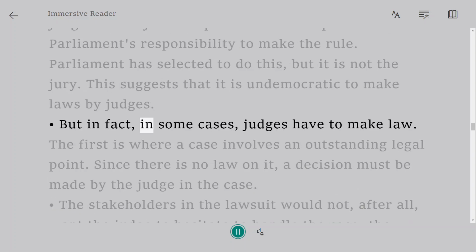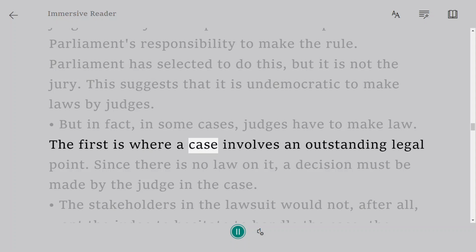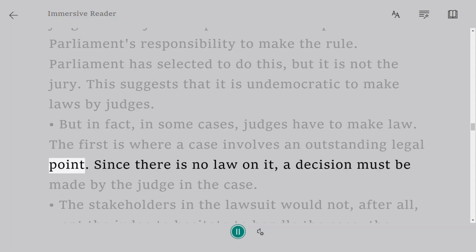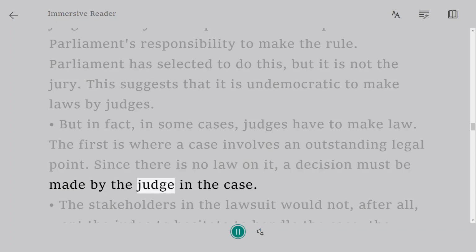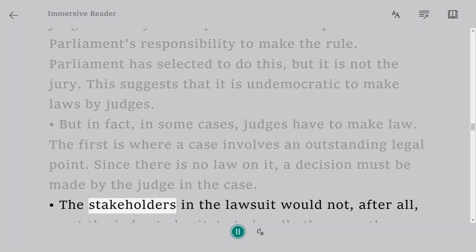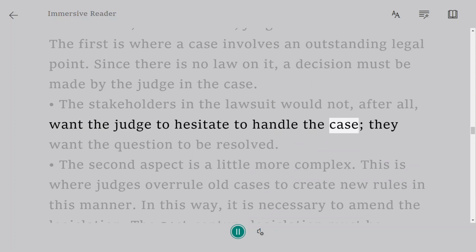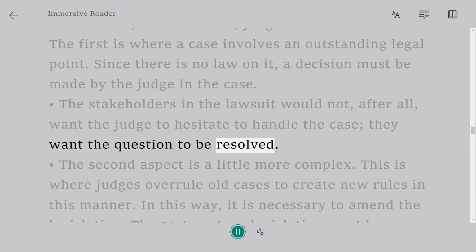But in fact, in some cases, judges have to make law. The first is where a case involves an outstanding legal point. Since there is no law on it, a decision must be made by the judge in the case. The parties to the lawsuit would not, after all, want the judge to hesitate to handle the case; they want the question to be resolved.